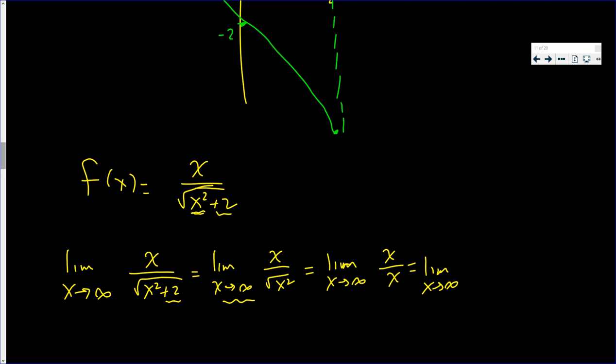X will never reach infinity. So you'll have 20 billion over 20 billion. You'll never have infinity over infinity. So the limit is 1.